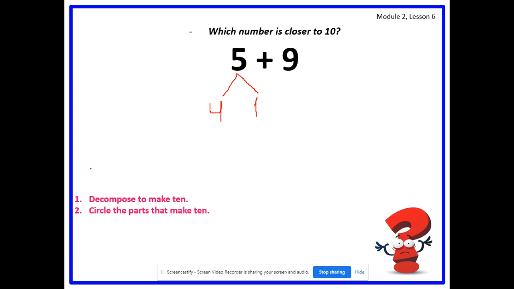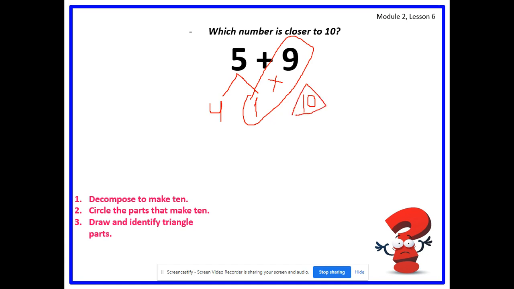Step 2, we're going to circle the parts that make 10. So let's go ahead and circle. And we put a plus symbol. 9 plus 1 is 10. Go ahead and write it on the side. Step 3, we're going to draw and identify our triangle parts. So let's go ahead and draw our triangles. We should draw a triangle on 10 because that's one of our leftover parts. And our other leftover part is 4. So we're drawing a triangle on 4.